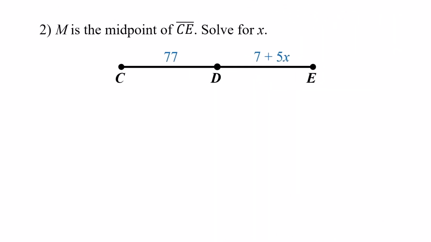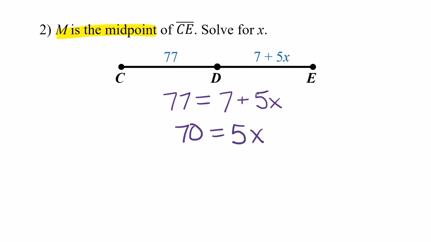M is the midpoint of CE. They are straight up telling us that that is true right now, and you are supposed to solve for X. If you want to try to do this on your own, pause. Otherwise, I'm moving forward for the solution. If it is a midpoint, it means that the two pieces are equal to each other. So I'm just going to set up the equation. 77 equals 7 plus 5x.